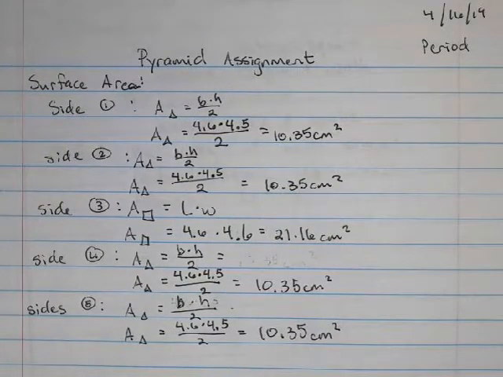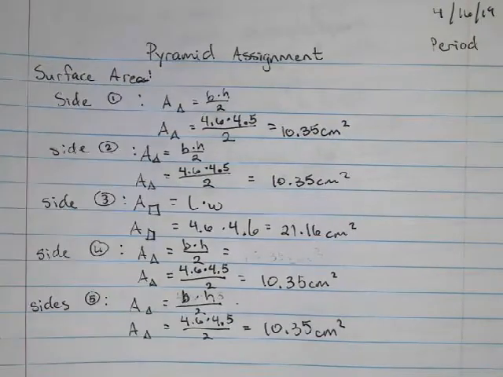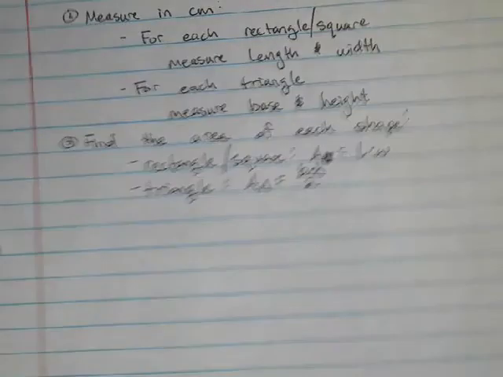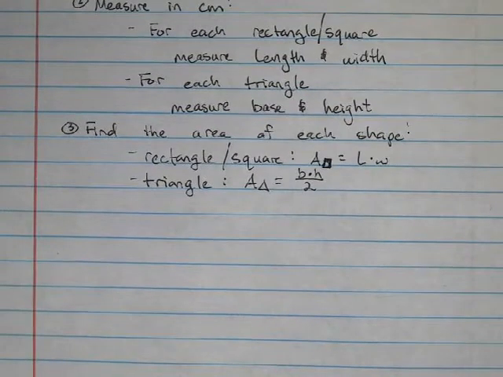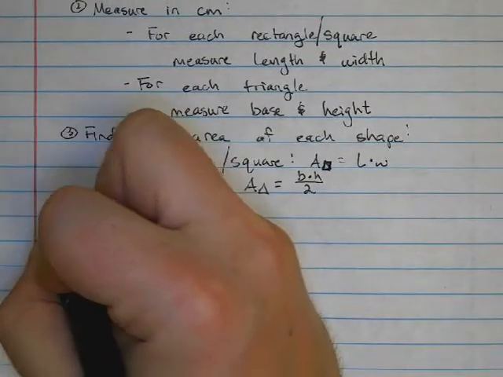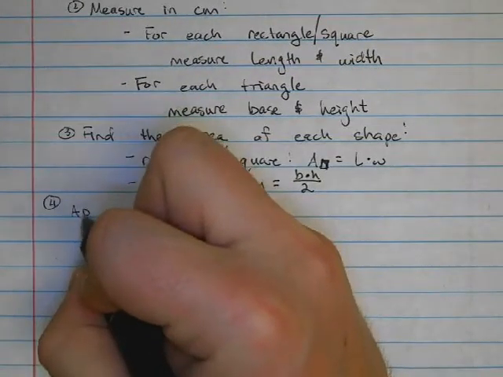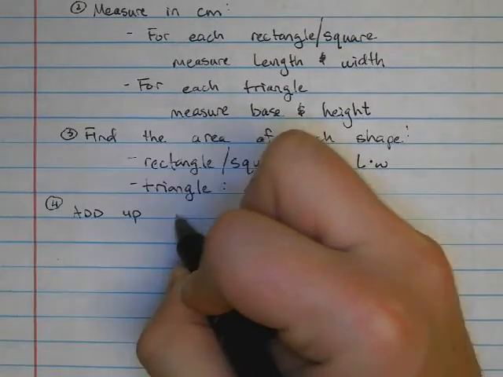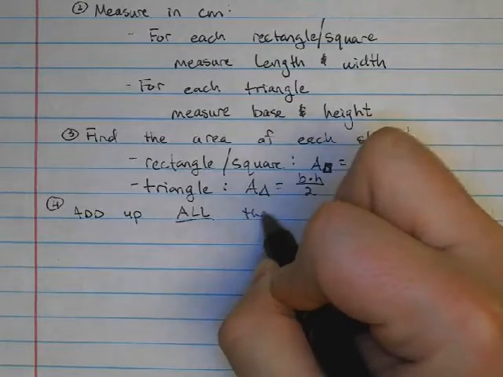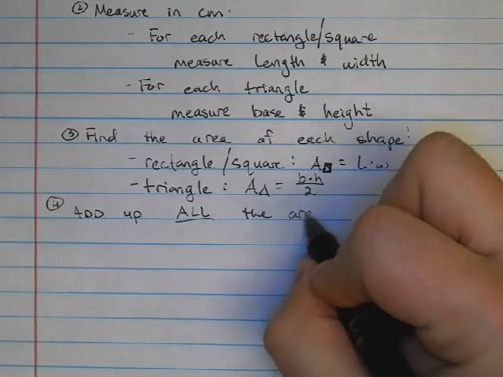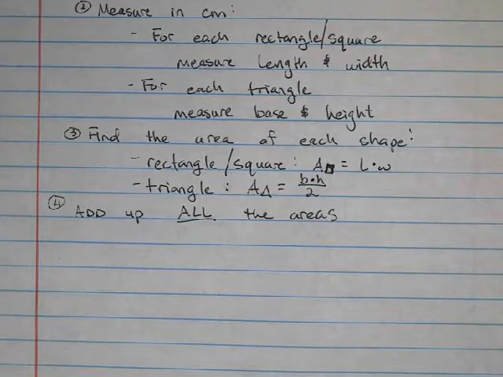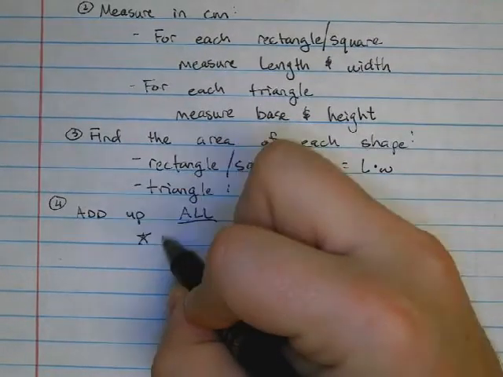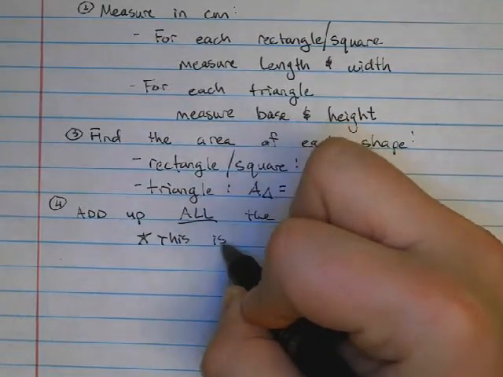Now we have the area of each of our sides, and we're ready to find the surface area, the total surface area. So let's go back to our notes. Step 4 is add up all the areas. So we'll add up all 5 areas, and this is the surface area.